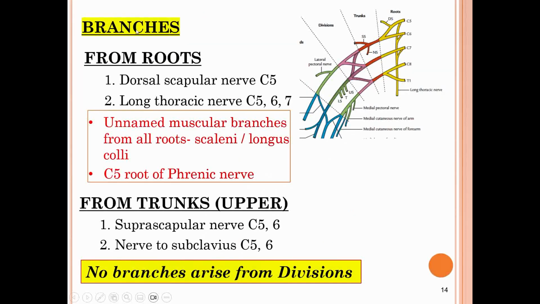So from the roots, there is the dorsal scapular nerve that is coming from the C5 root. There is the long thoracic nerve that is coming from C5, C6 and C7, and also the C5 root is contributing to the phrenic nerve, because the phrenic nerve has the root value of C3, C4 and C5. From the upper trunk, there is the suprascapular nerve, and from the upper trunk there is the nerve to subclavius. No branches from the divisions, as I have mentioned earlier.